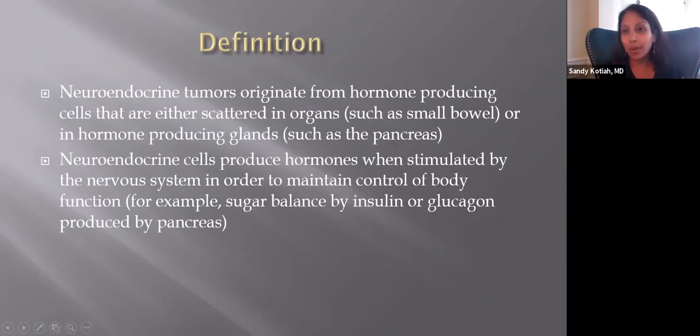So, I tell my patients that neuroendocrine tumors are tumors that come from hormone-producing cells that are either scattered in your organs or they come from hormone-producing glands. The ones that are scattered in the organs, the most classic example is a small bowel neuroendocrine tumor. And the one that starts in hormone-producing glands is, for example, the pancreas. These neuroendocrine cells can produce hormones when they're stimulated by the nervous system to control different body functions. For example, the pancreas makes insulin and glucagon to control blood glucose levels or blood sugar.